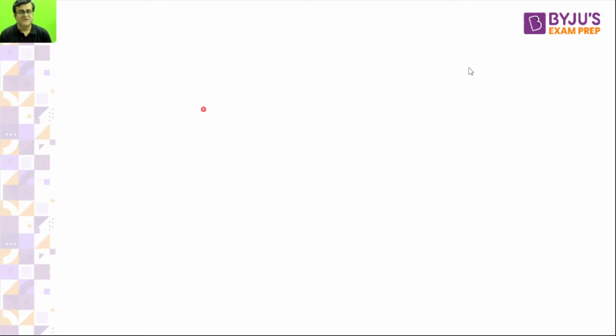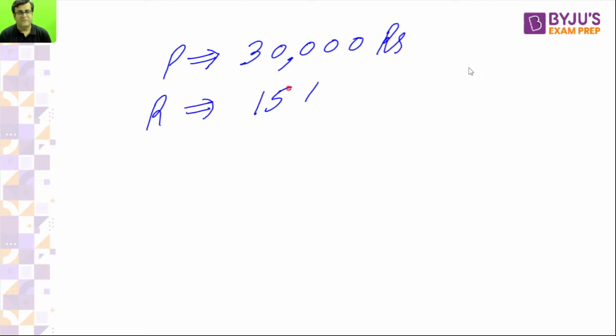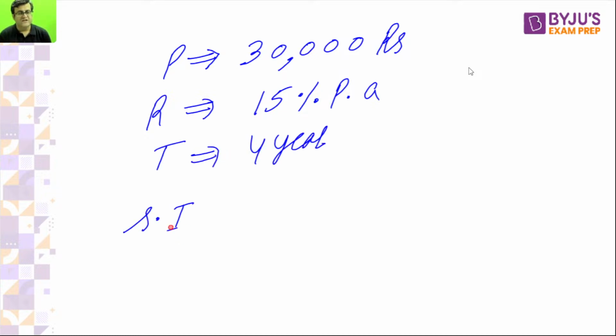I'm giving you more examples. Just do it until you understand these things, otherwise it will be difficult to come to the questions. Okay. 30,000 is the principal, the rate is 15% per annum, time is 4 years. So what is the total simple interest? Tell me first. Everybody tell me first.